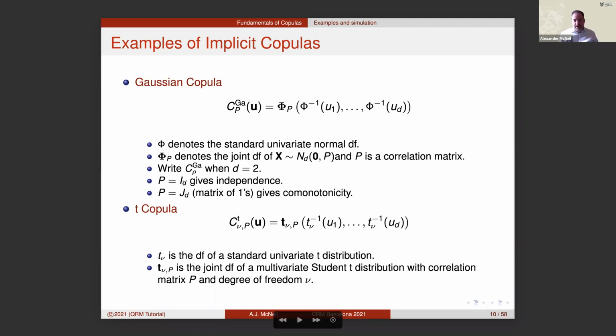So there are some special cases. If all the correlations were 0, that's the identity matrix, then you would get independence. So the Gaussian copula contains independence as a special case when all the correlations are 0. But as all the correlation parameters increase and tend to 1, you also get, as a limiting special case, comonotonicity, perfect positive dependence. So if rho equals J_D, the D by D matrix which has a 1 in every position, that corresponds to comonotonicity. So that's the Gaussian family.